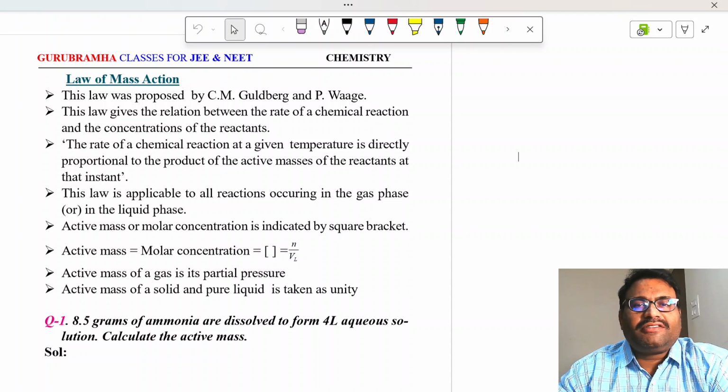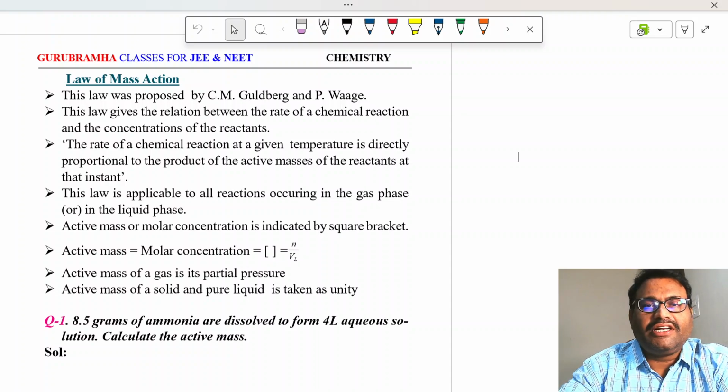We are in the chapter Chemical Equilibrium, and in this session, we are going to discuss equilibrium constant. Okay, what are the types of equilibrium constants? Right? Let's start.